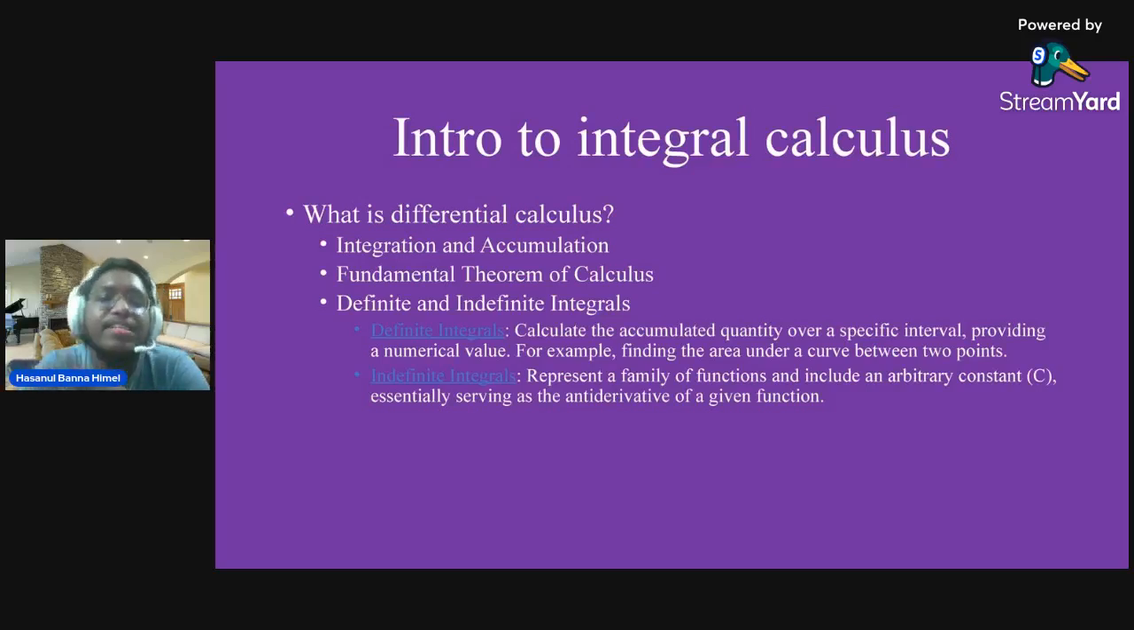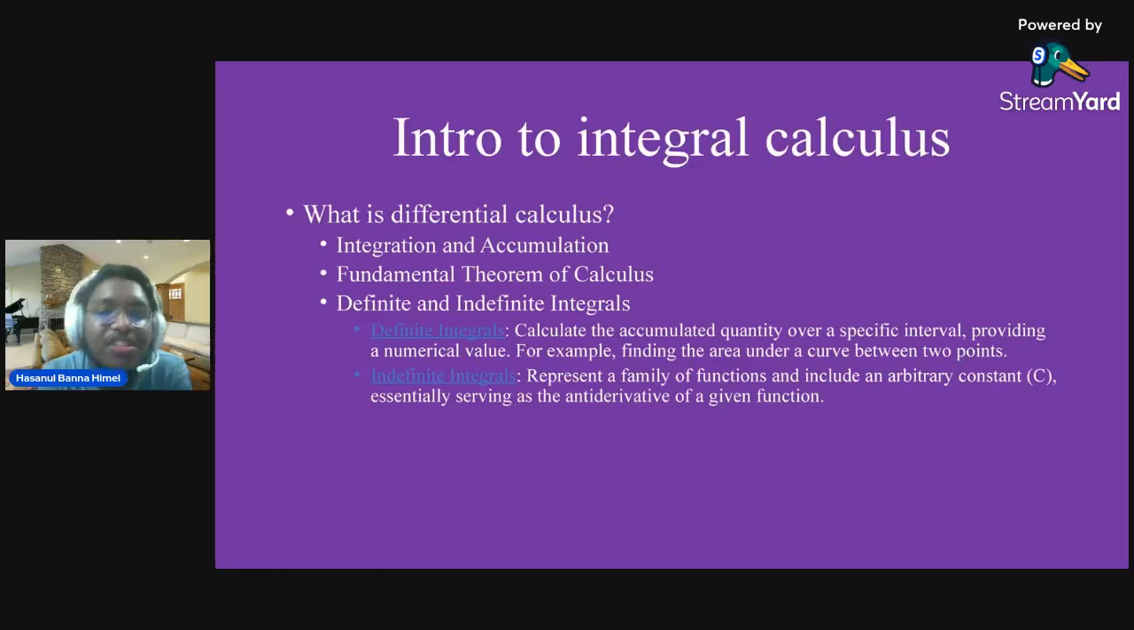In indefinite integrals, the result represents a family of functions and includes an arbitrary constant. If you have done some integral calculus or integration, you have always seen that we leave a C, or a constant, at the back. So it is always an indefinite integral.